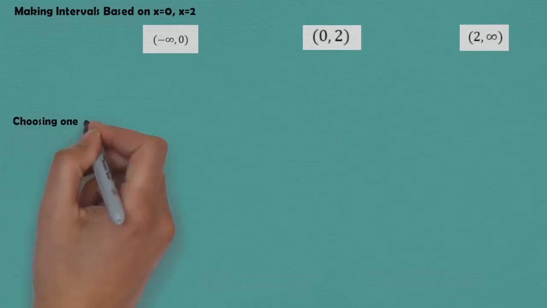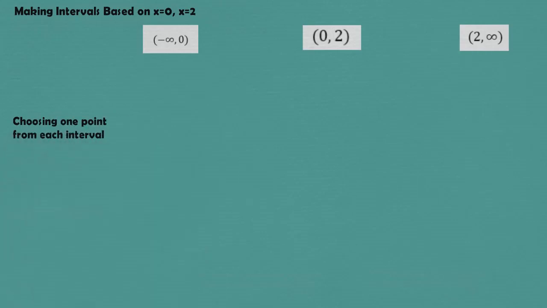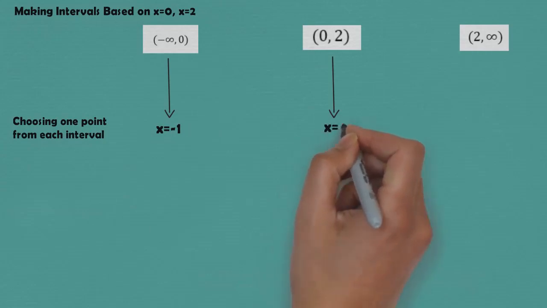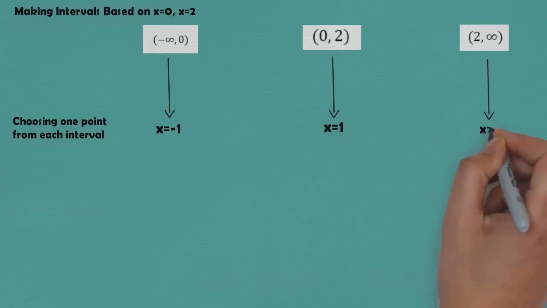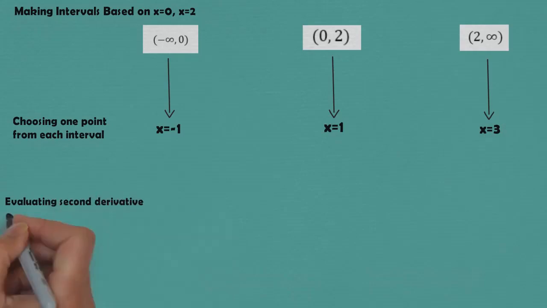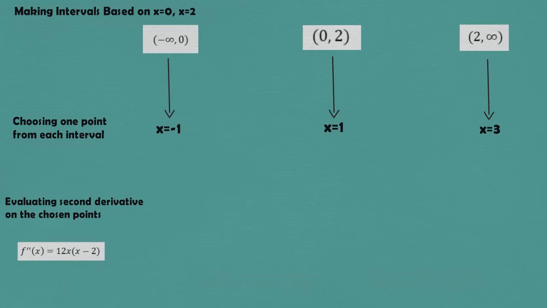In step 3, choosing one point from each interval. So choosing x is equal to minus 1 from interval 1, x is equal to 1 from interval 2, and x is equal to 3 from interval 3. And the final step, evaluating the second derivative on the chosen points. So evaluating the second derivative, which is equal to 12x into x minus 2, at x is equal to minus 1 comes out to be 36, which is greater than 0.